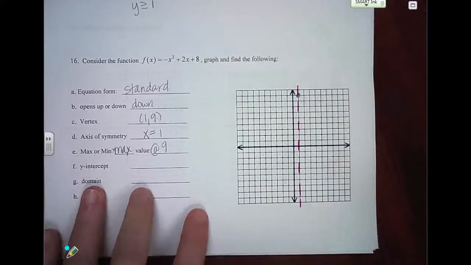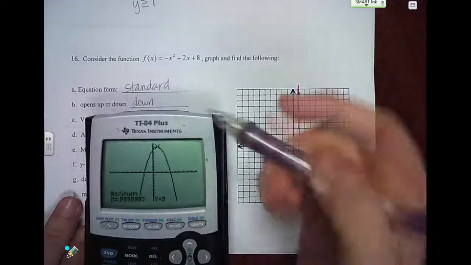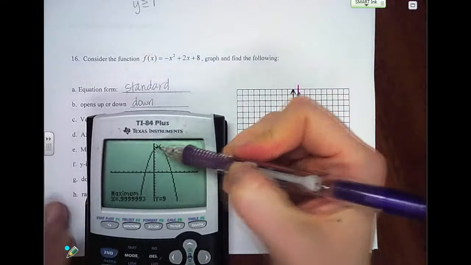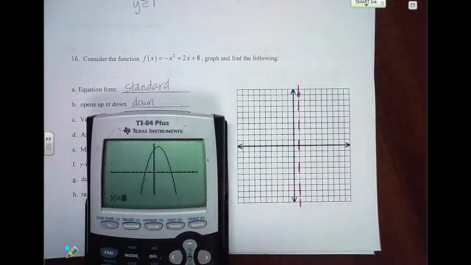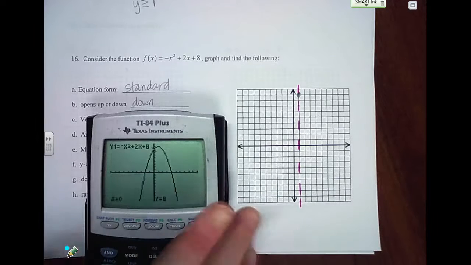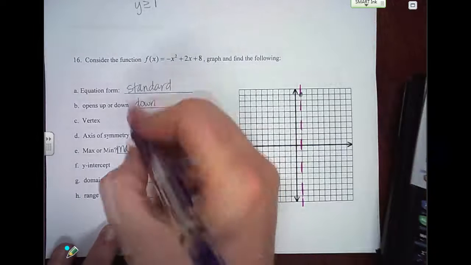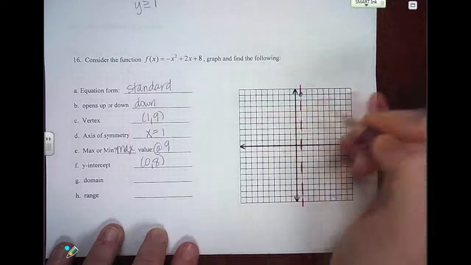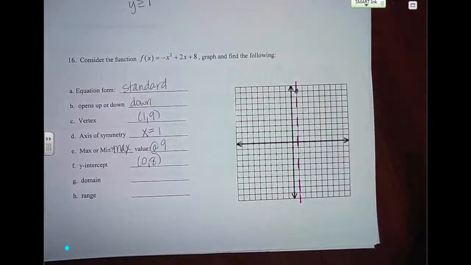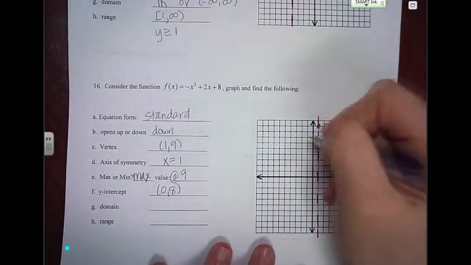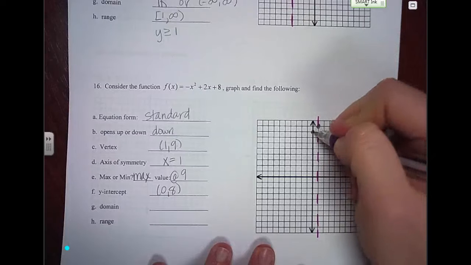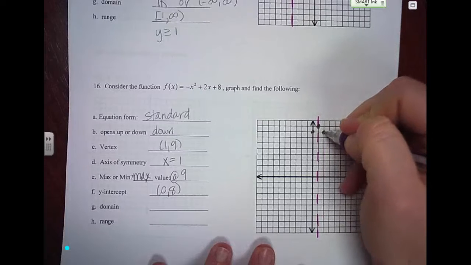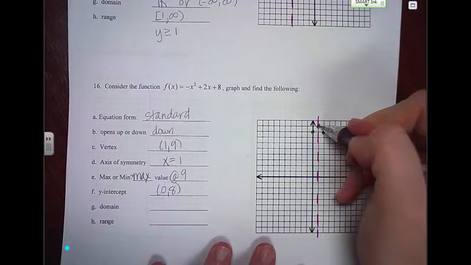Okay, the y-intercept, again, is where it crosses the y-axis, so I can see it right here, but again, you can just go second trace. We want the value when x equals 0, y equals 8. So the y-intercept is 0, 8. And I can graph that one. So I can graph that at 0, 8. And then I can go ahead and graph across that, because remember, it's just a mirror image. So just like that, and then let's sketch that parabola.